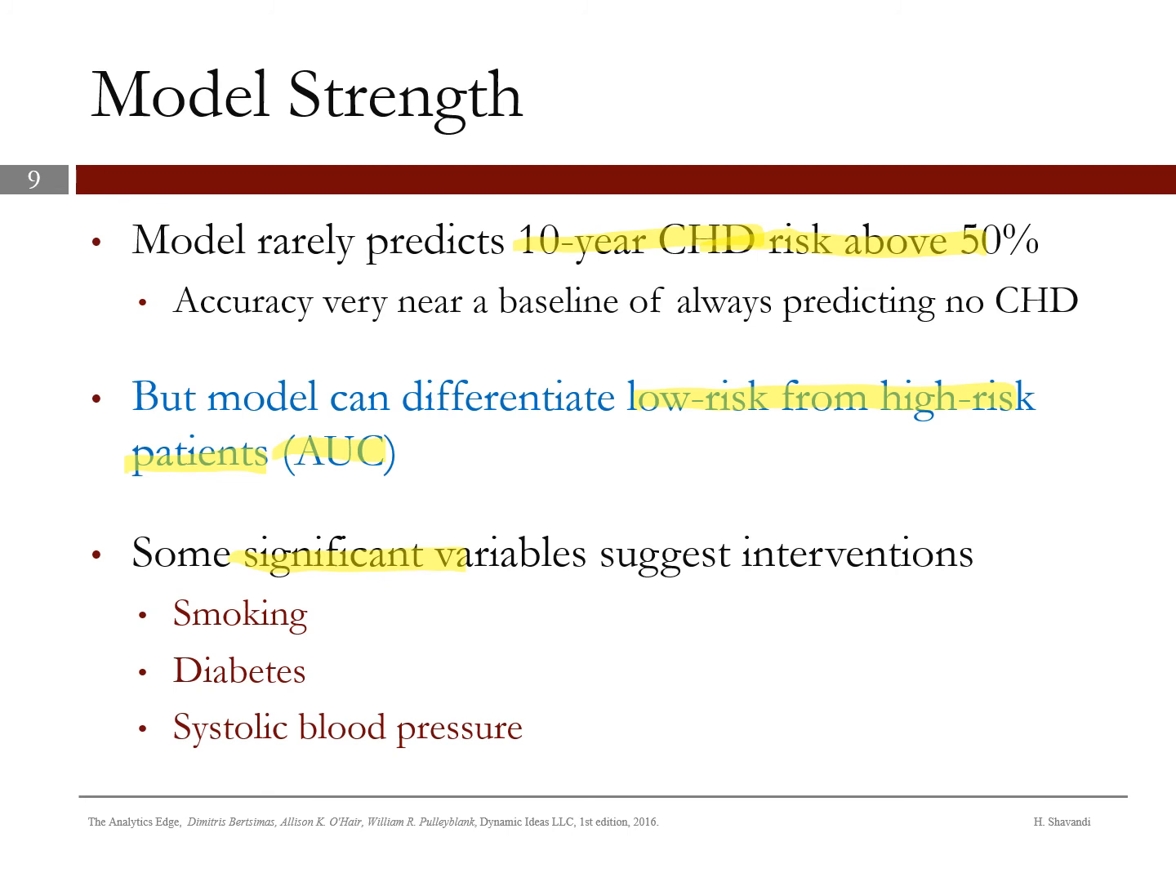Another advantage of our model is using it to define the significant variables, and based on that we can suggest some interventions. If we consider the significant variables like male and age, we can do no interventions on those variables. But when we consider smoking, diabetes, systolic blood pressure and total cholesterol, we can define some interventions on these risk factors in order to prevent heart disease.